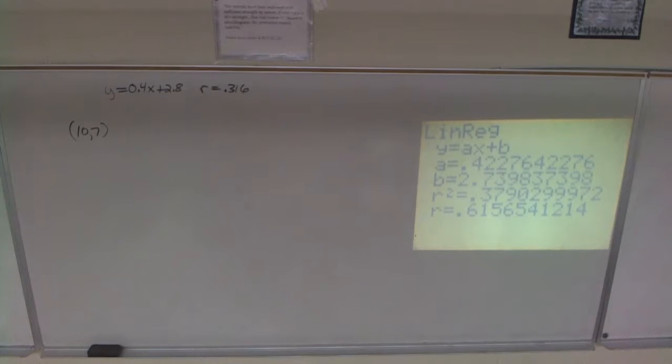Yes, it did. It must be a little bit off the line. It's almost the same though, right? Still close to a 0.4 slope and still close to 2.8 for the intercepts. This one must be just slightly off what the line was to begin with. Does that make sense to you guys?